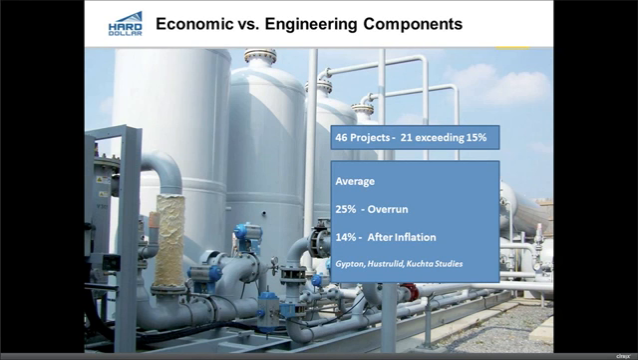On average, the average overrun for those 46 projects was 25%. But after you take inflation out of the mix and just focus on the non-economic factors, just pure engineering, you're looking at an average of 14%. If you're interested in some of those links to look up that data, which I think is pretty neat, that's in the slide deck. So 14% after inflation, 25% overall.